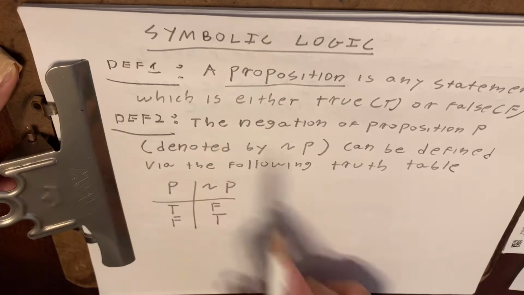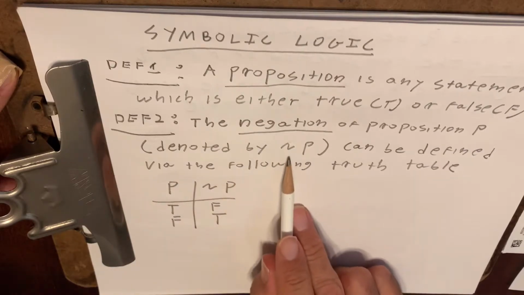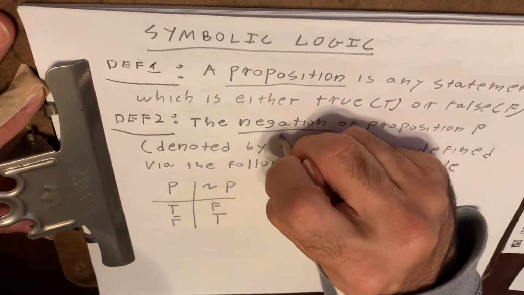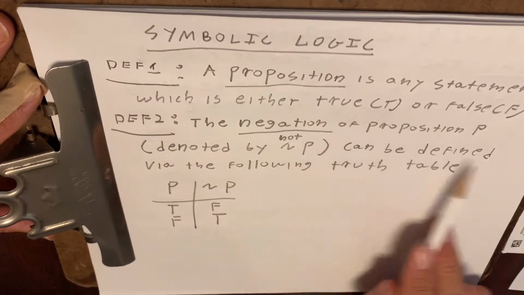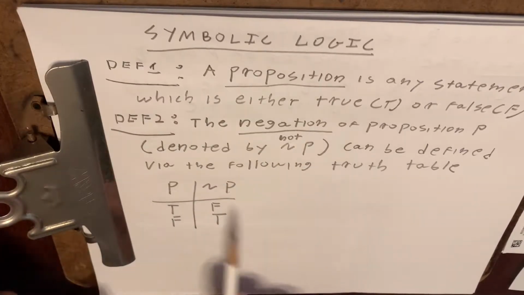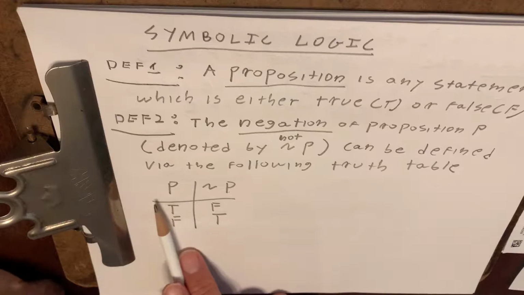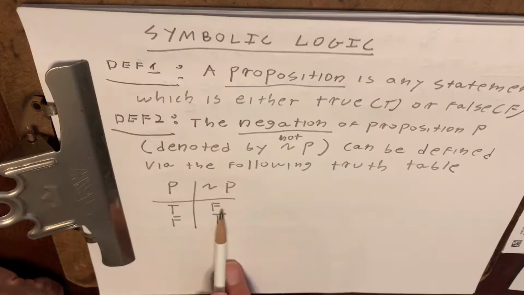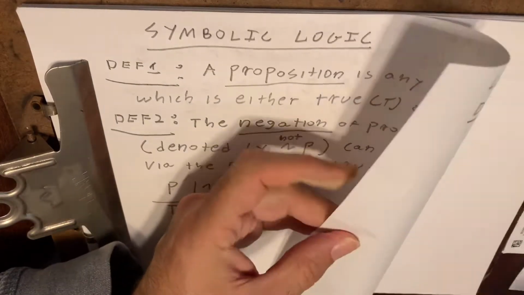Definition 2. The negation of proposition P, denoted by ¬P (this symbol is sometimes called a tilde, but we read it as "not"), can be defined via the following truth table. P, being a proposition, has two possibilities: it is either true or false, and the negation of P flips the truth values. True is flipped to false, false is flipped to true. So that's definition 2.